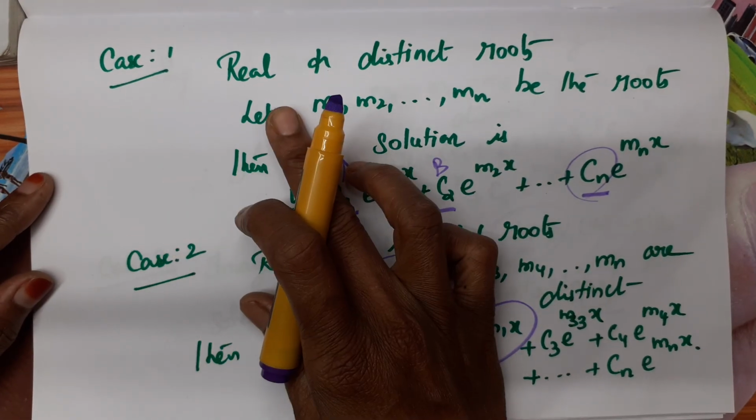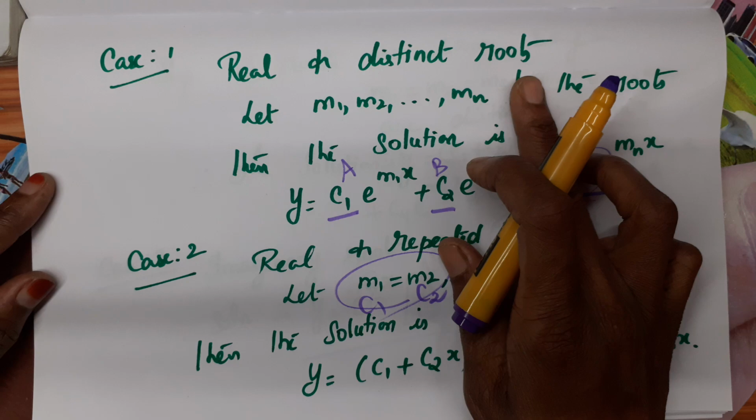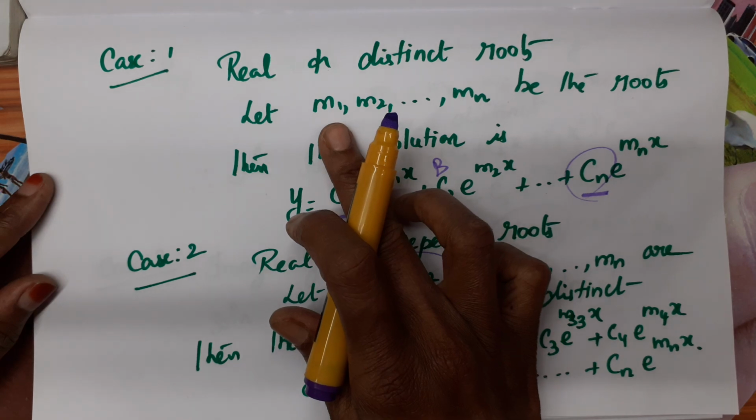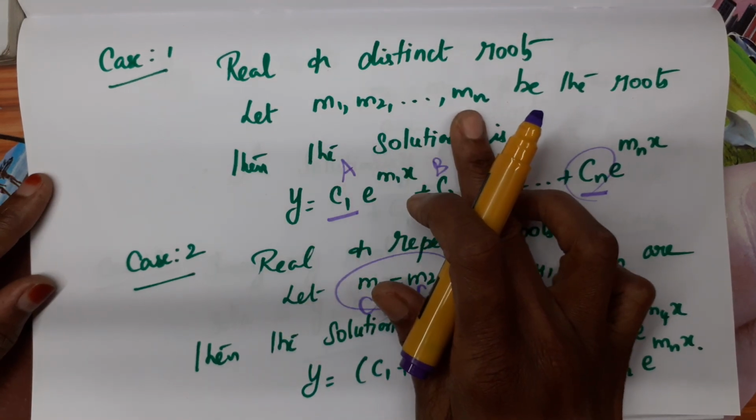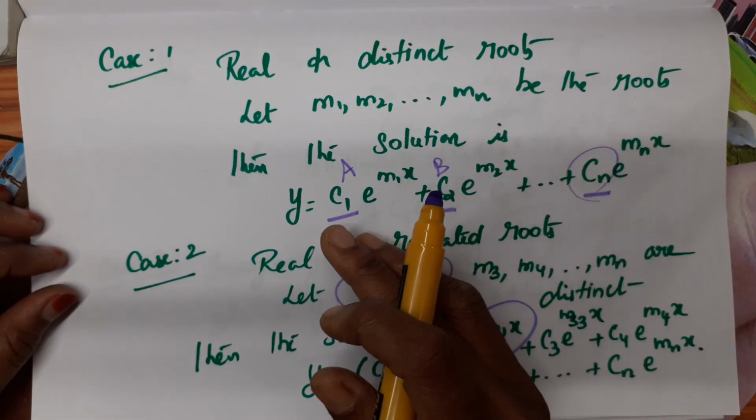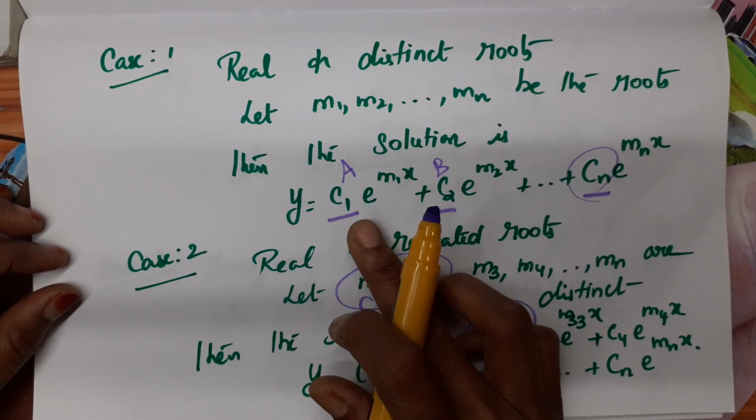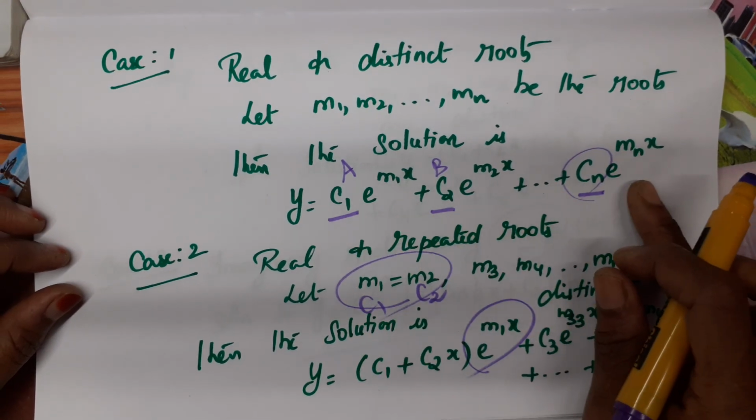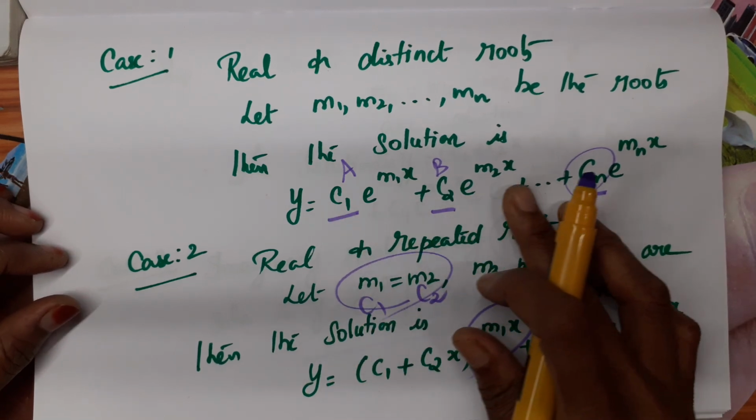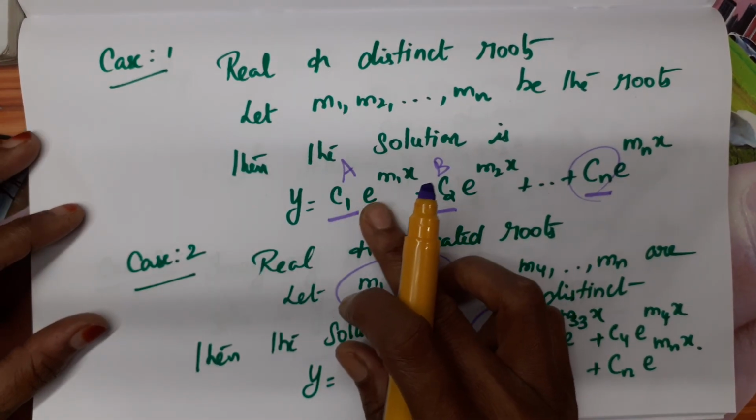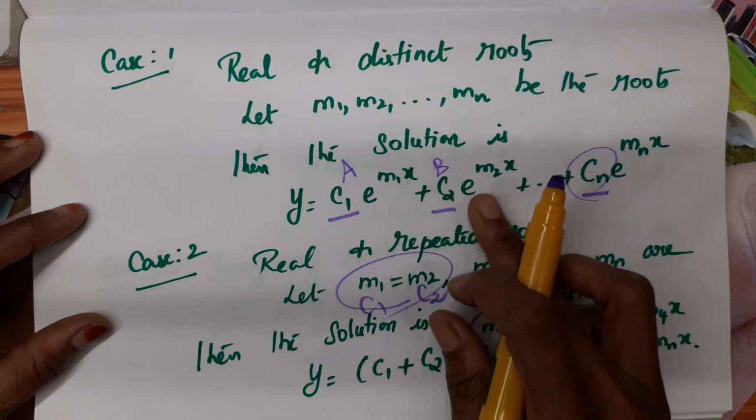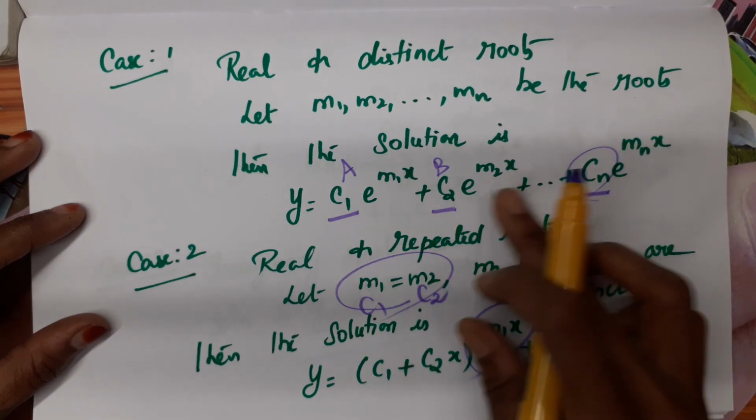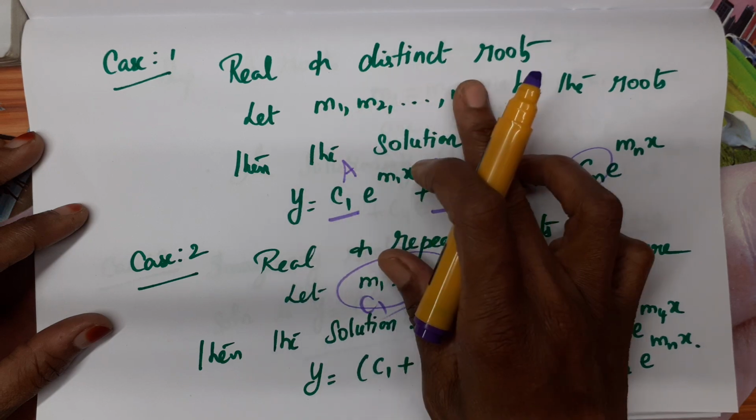Case number 1 is, if all the roots are real and different, distinct roots. For example, if we have n roots, all the roots are different. Let the roots be m1, m2, etc., mn. How to write the final solution? y is equal to c1, c2, etc., cn are all constants. We can use symbols c1, c2, etc., cn or a, b, c, d, etc. So y = c1 e^(m1 x) plus c2 e^(m2 x) plus etc., up to cn e^(mn x). This is the case when all the roots are real and distinct.